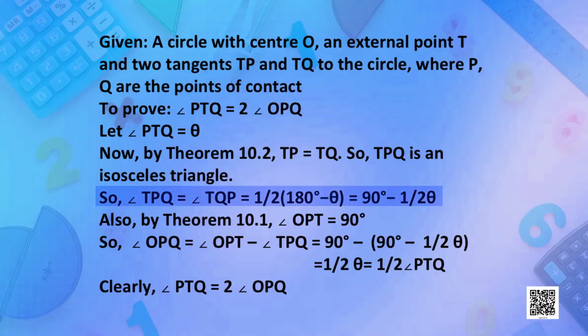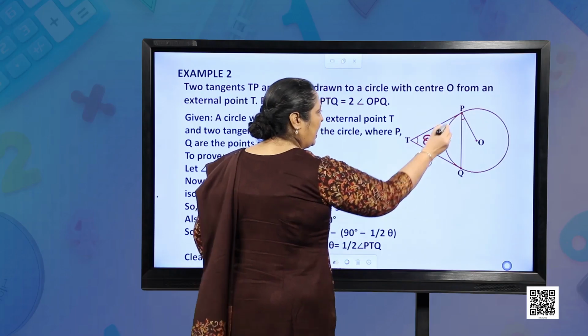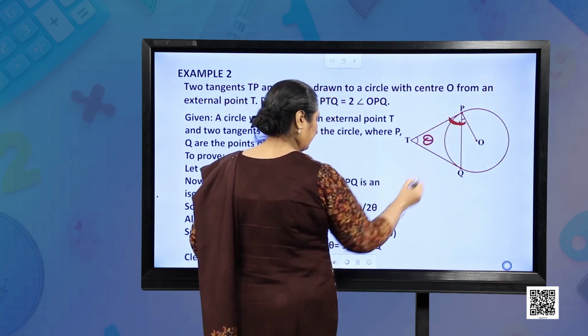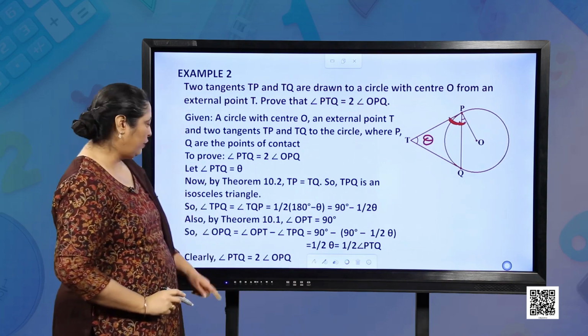So, angle TPQ is equal to angle TQP, and that is equal to half of 180 minus theta, the whole half of 180 minus theta, which comes out to be 90 degree minus half of theta. Theta is this angle, and this angle comes out to be 90 degree minus half of theta.